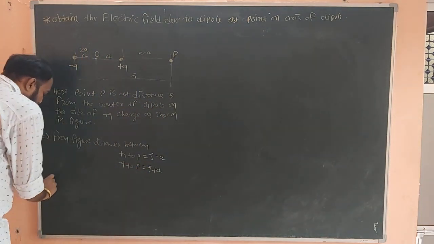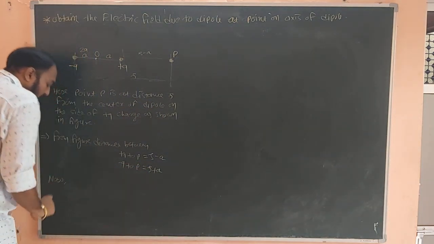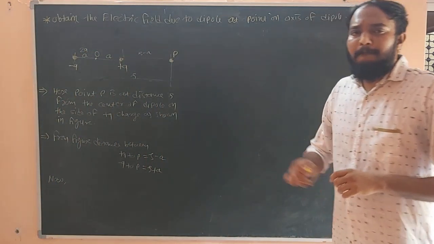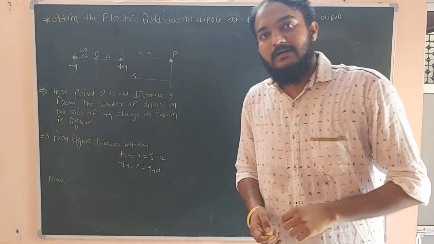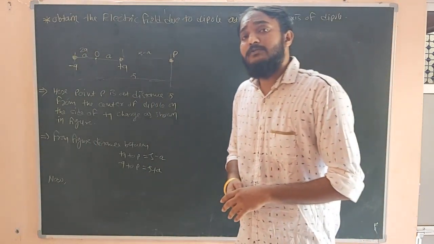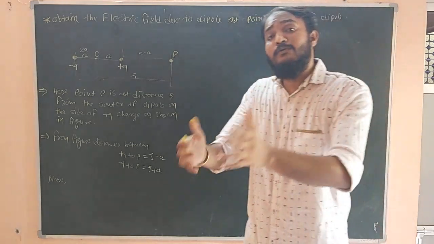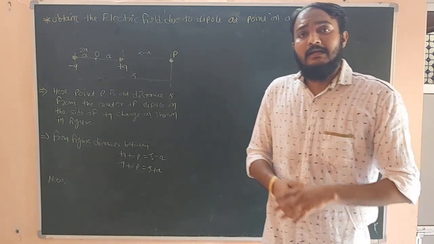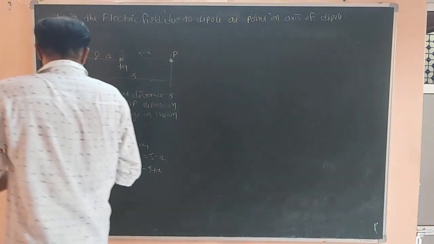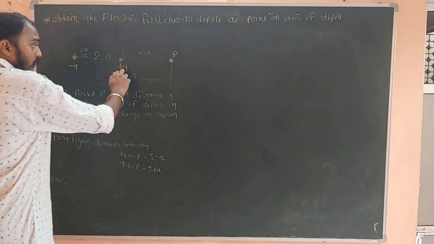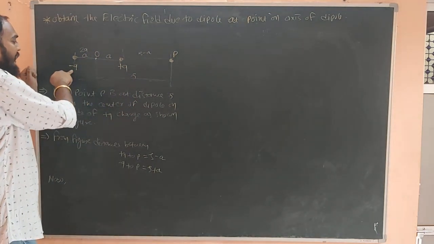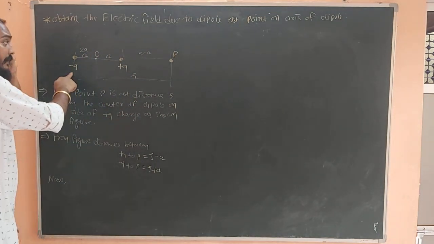Okay. Now we want to find the electric field at this point P. We have already studied the superposition of electric field. What have we studied in the superposition of electric field? We will find the individual electric fields and we will add them as vector quantities. So we will do that first. We will find the electric field due to plus Q and the electric field due to minus Q.